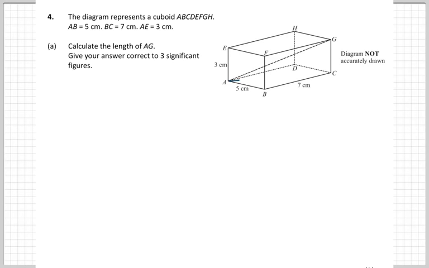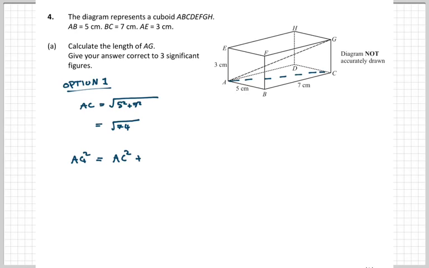There are 2 ways to do this question. I'll go through both of them. Firstly, I would strongly recommend drawing the line AC in your diagram. To find AG, first we're going to find AC. So we know by Pythagoras that AC is the square root of 5 squared plus 7 squared, giving us root 74. Now I don't really need to change root 74 at this stage, I can just keep it as root 74. From here, to find AG squared, this is the same as AC squared plus GC squared.